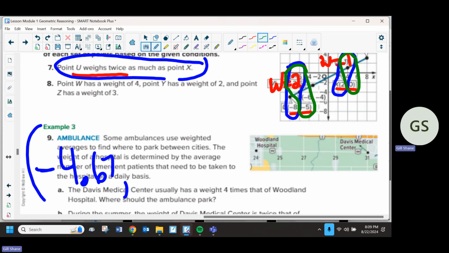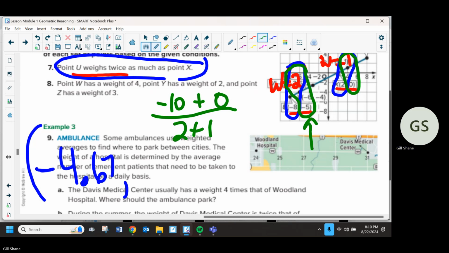So it's 2 times -5. The 2 is the weight. -5 is the Y value for point U. So 2 times -5 is -10. I add that to 1 times 0, which is 0. And I divide by the weights added together, which is 2 plus 1. The weights didn't change, so I should always get the same denominator when I'm doing the y values. The denominator should be the same for x and y.